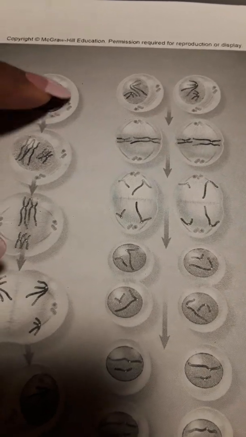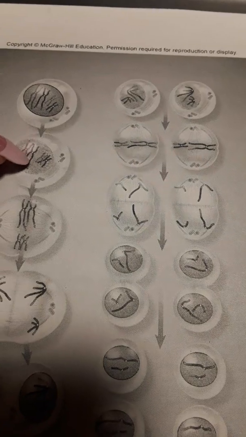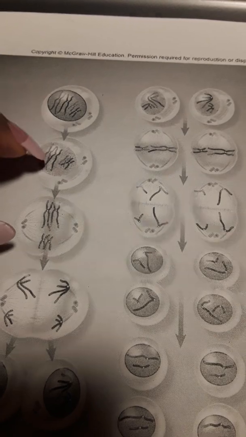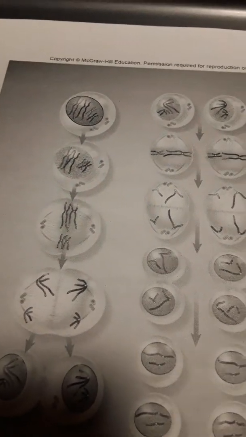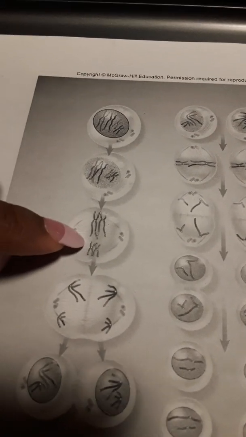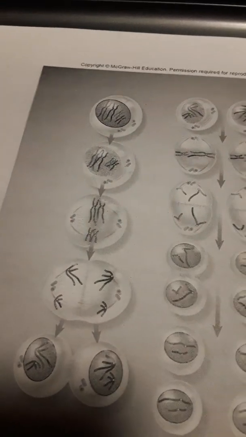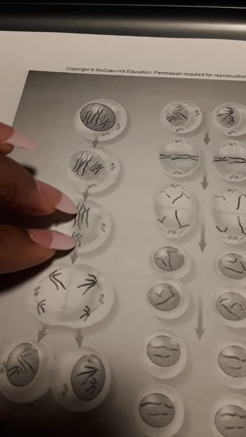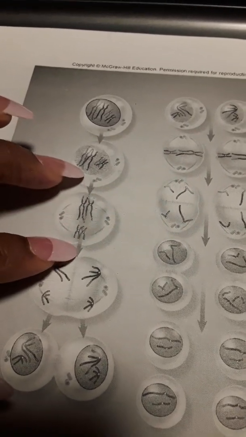You have the nuclear envelope here. As the process continues, the nuclear envelope disappears. The tetrads, which are those, line up in the middle, and you'll start seeing the spindle fibers attached to the centromeres, and they begin to pull each chromosome to the opposite sides of the pole, which is anaphase.